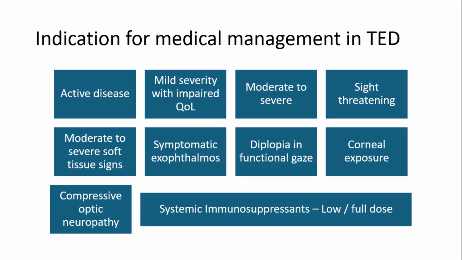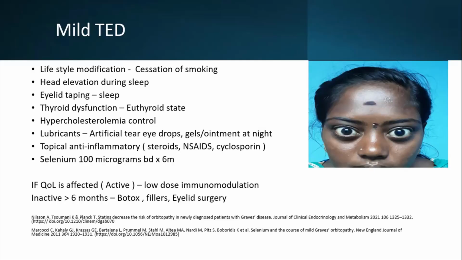Then moderate to severe cases and sight threatening. In all these patients, those who have moderate to severe soft tissue signs and symptomatic exophthalmos and diplopia in functional gaze and corneal exposure and compressive optic neuropathy, we aim at treating with systemic immunosuppressants, either low dose or full doses. Now we will take up mild thyroid eye disease.